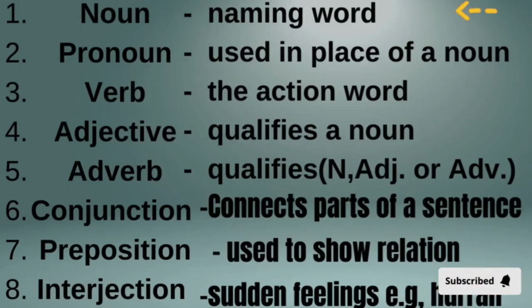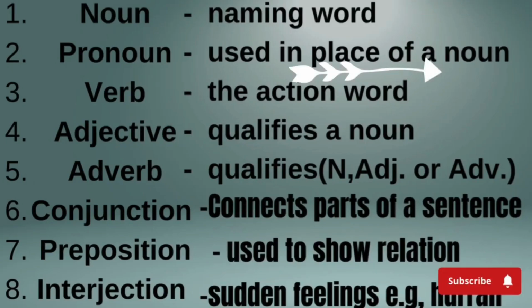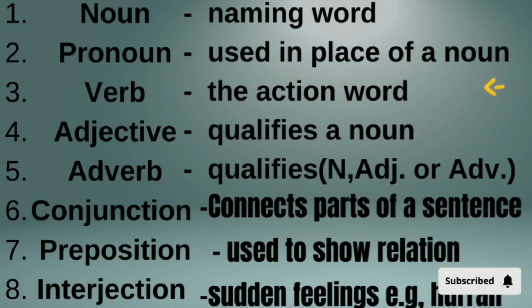A noun is a naming word. Pronoun is a word that is used in place of a noun. Verb is the action word, and further we have helping verbs or auxiliary verbs. Then adjective that qualifies a noun, adverb that qualifies a verb, adjective, or another adverb. Conjunction that connects 2 parts of the sentence. Preposition, it is used with a noun or pronoun to show in what relation the entity denoted by a noun or pronoun stands with something else. Interjection is a word that describes some sudden feelings. For example, alas, he's dead. Hurrah, we have won the game.